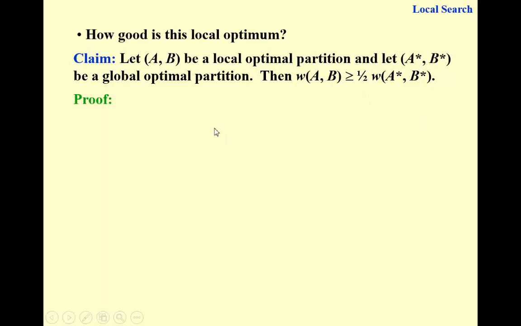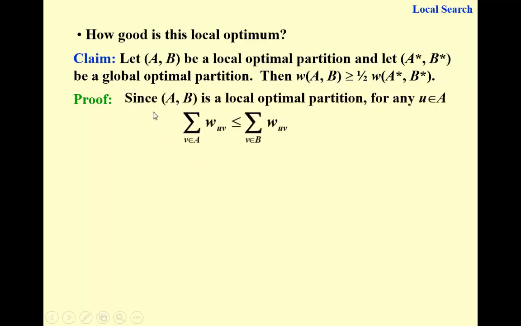The proof is quite straightforward, so let's go through it. First of all, since this is a local optimum partition, that means for any u in A, this part is the weight of all the bad edges, and this part is the weight of all the good edges.